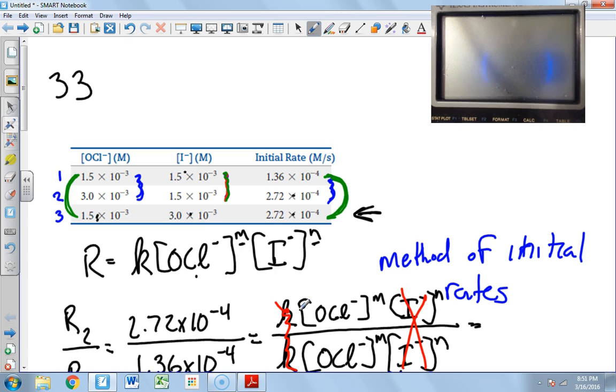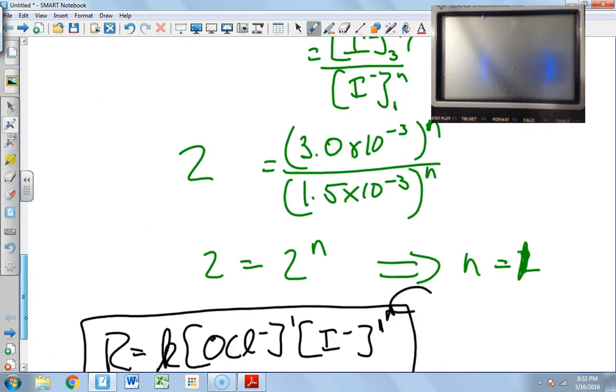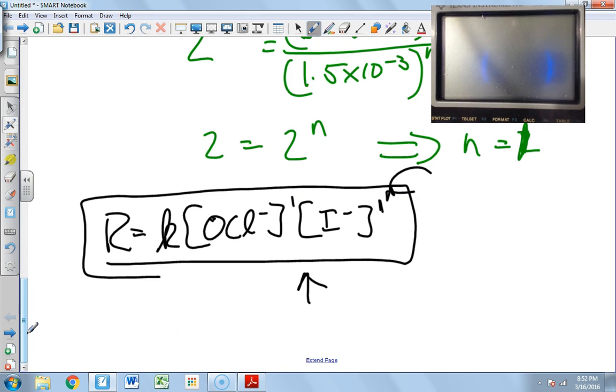I pick experiment 3 because I always feel like when people do these problems, experiment 1 is always picked, and then experiment 2 maybe. Nobody ever picks experiment 3. It's stuck there all by itself. So to find what the rate constant is, I'm going to substitute in: the rate was 2.72 times 10 to the minus 4 equals K, which we don't know.